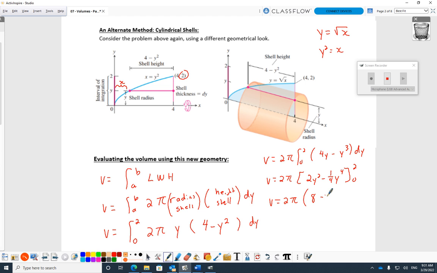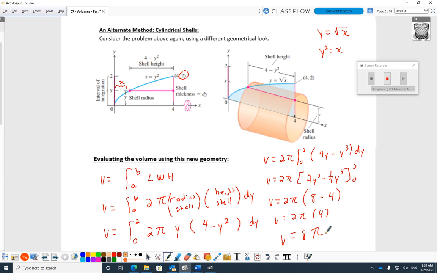And then this is a 2. No, it's not a 2. It's y to the power of 4, 2 to the power of 4 is 16, divided by 4 is 4. And I get 2 pi times 4. I get 8 pi. Whew! Good. Same answer as the previous one. I've now landed the cylindrical shell method on an easy one.